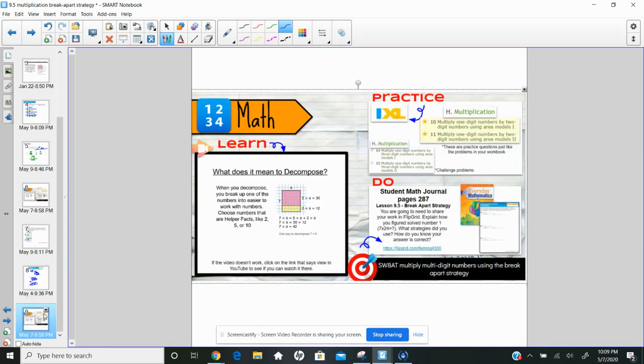When you're done working in your workbook, I want you to get on Flipgrid and explain how you solve number 1, 7 times 24. Again, I already started it for you, so you should be able to work that out. What strategies did you use, and how do you know your answer is correct? What makes you know that what you did got you the right answer?